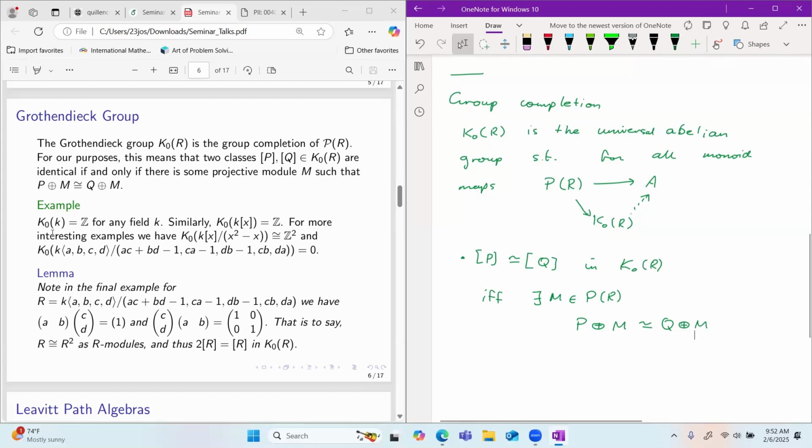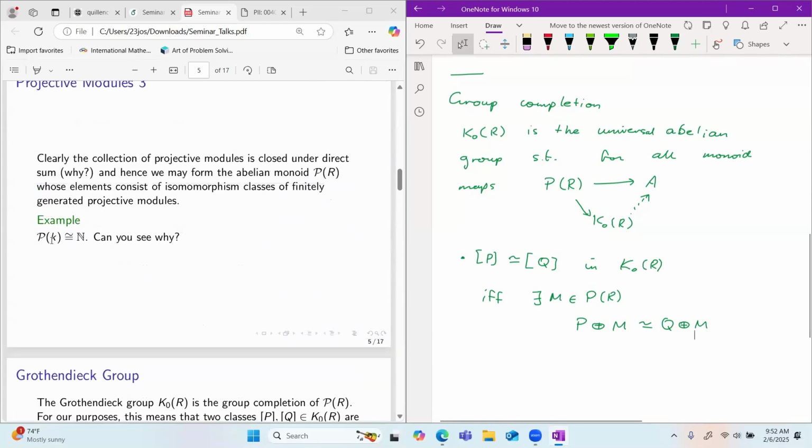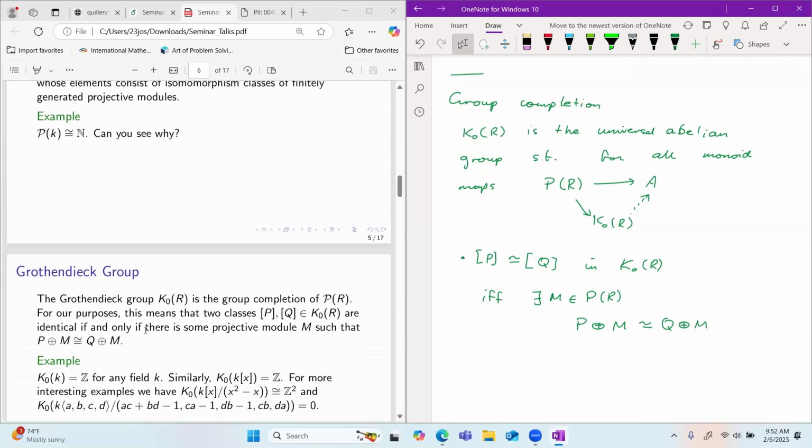So let's go through some examples. If we remember from earlier that the finitely generated projective modules over K are in one-to-one correspondence with natural numbers, if we group complete the natural numbers, you get the integers.